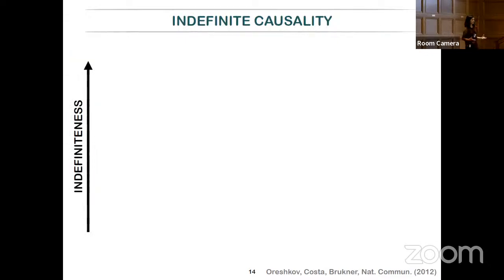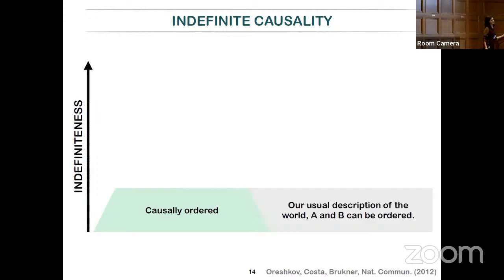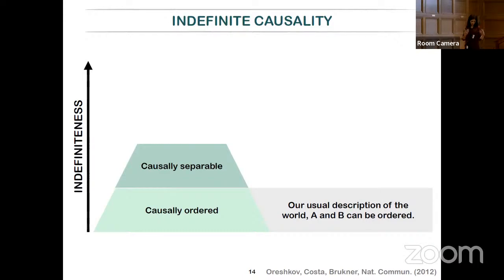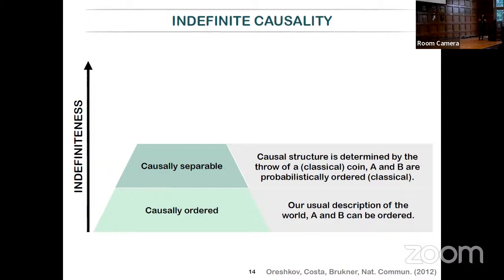Now, what do we mean by indefinite causality? There are different degrees of indefiniteness that you can consider. The lowest one is no indefinite causality, when the processes are causally ordered: either A is before B, B is before A, or they have no relation with each other. This is our usual description in quantum theory. Then we have something that we call causally separable. We have to get used to the language, but it's actually pretty intuitive. It's like when you throw a coin: if you get heads, then either A signals to B or they don't signal. And if you get tails, then either B signals to A or they don't signal. So it's a probabilistic mixture of causally ordered processes.